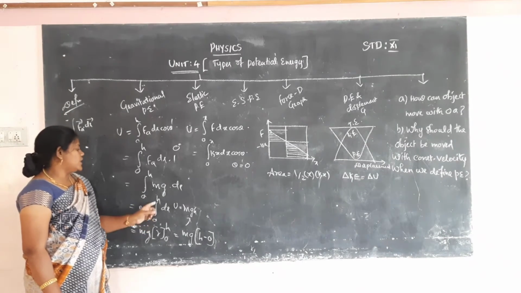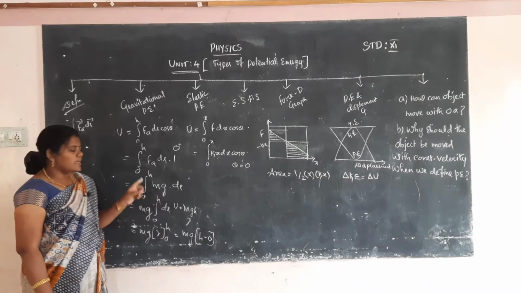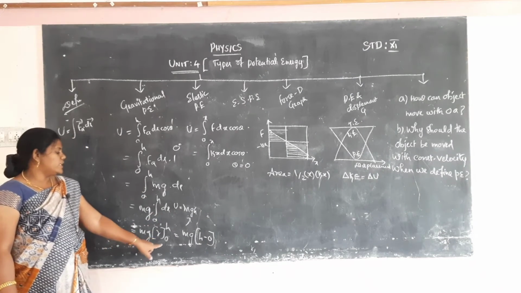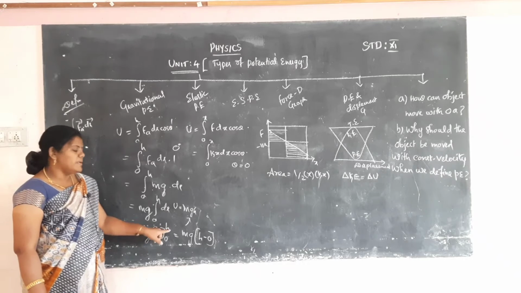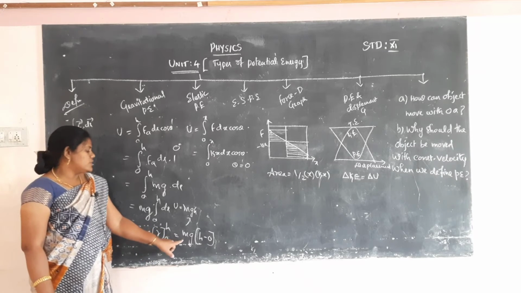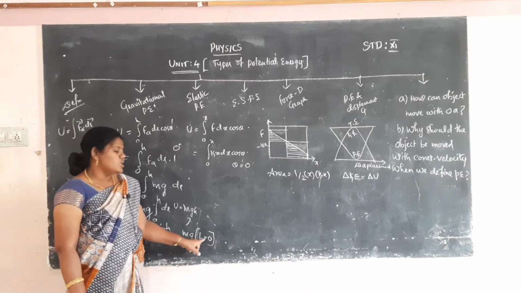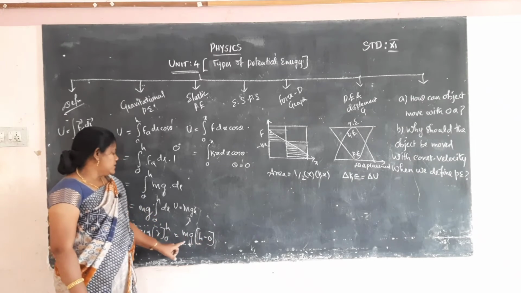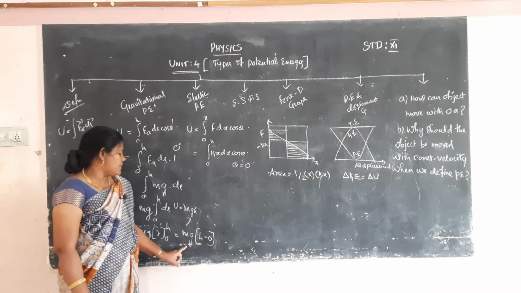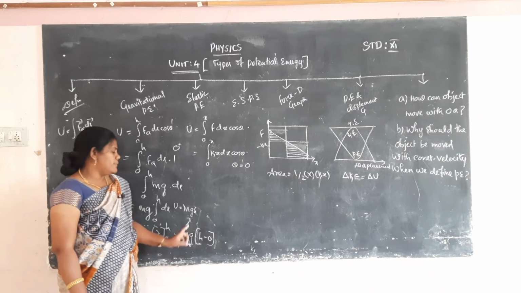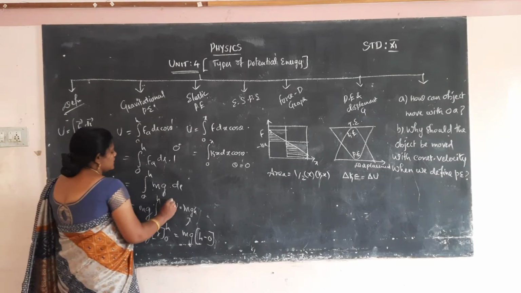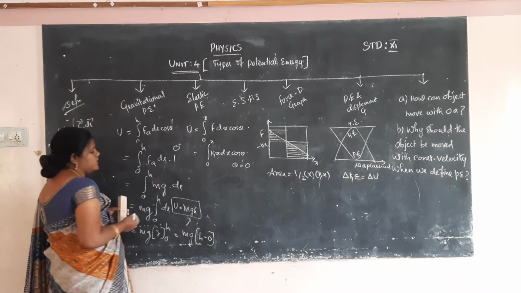Integral from 0 to h of dr, so the integral of dr is r, with limit 0 to h. First apply the upper limit minus the lower limit. So mg, upper limit is h, lower limit is 0. Multiplying with the upper and lower limit, mgh minus mg into 0. So mgh only. So U is equal to mgh. This is the gravitational potential energy.